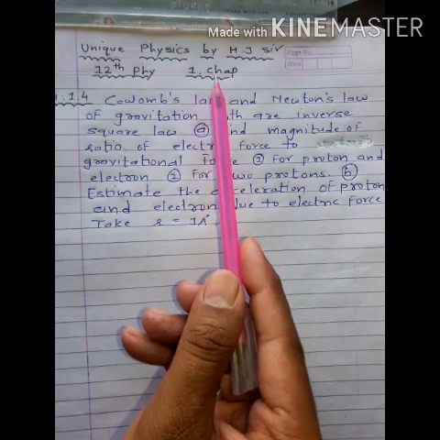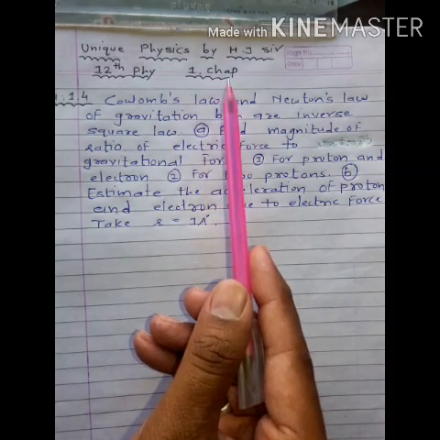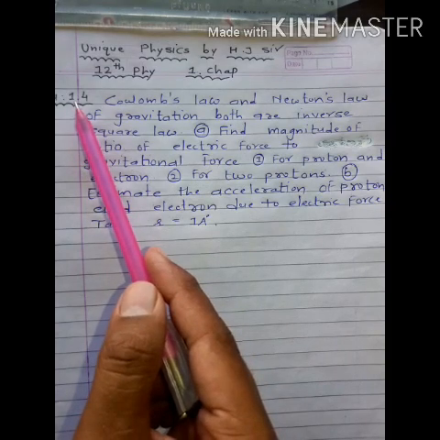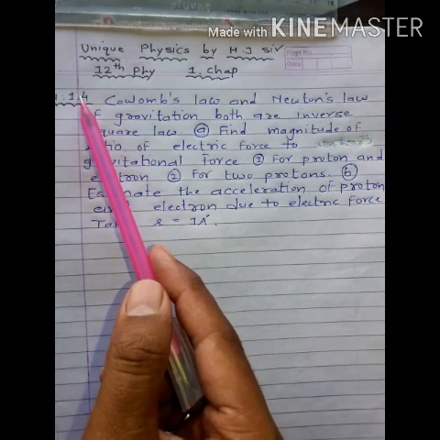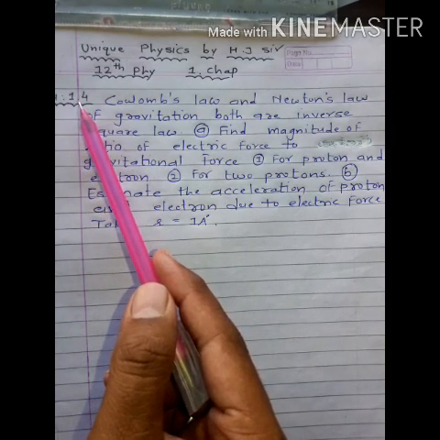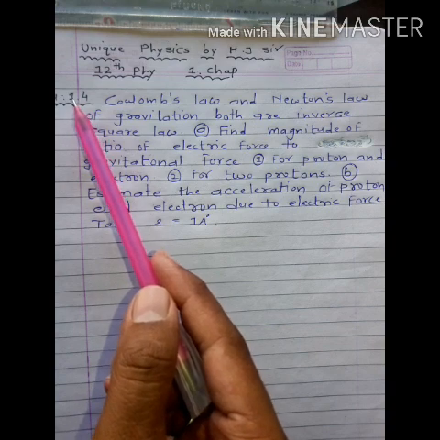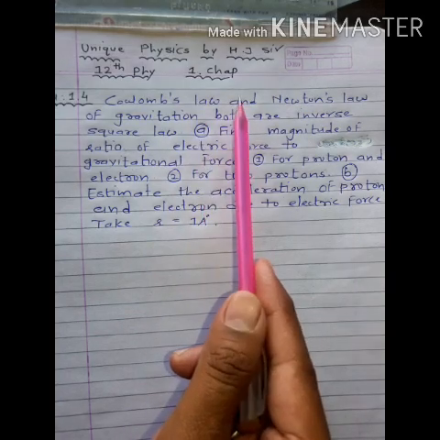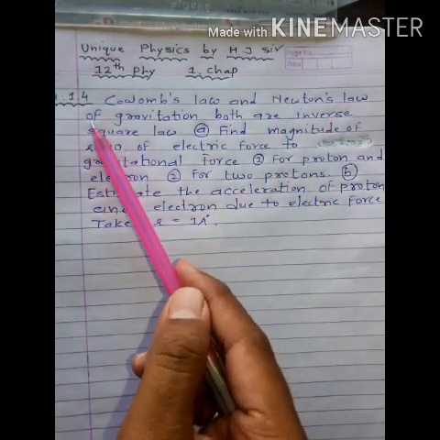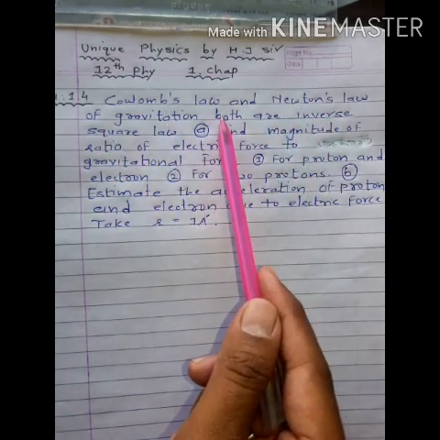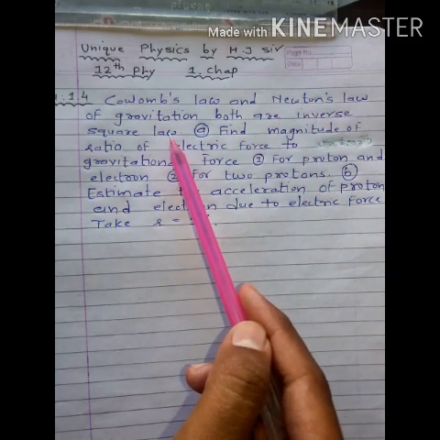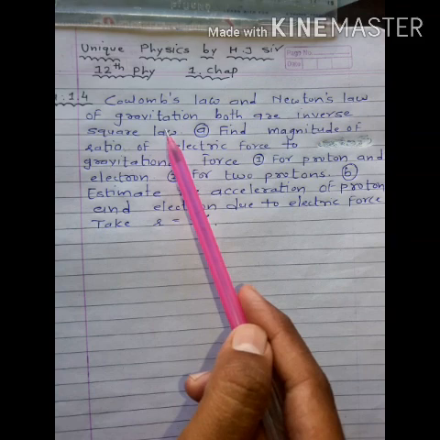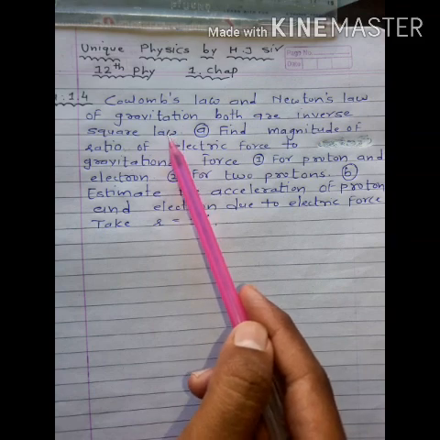12th Physics, Chapter number 1, Electric Charges and Field. Here we will discuss illustration number 1.4. This is an important illustration of this chapter. The question of this illustration is that Coulomb's law and Newton's law of gravitation both are inverse square laws. Inverse square law means force is inversely proportional to the square of distance.